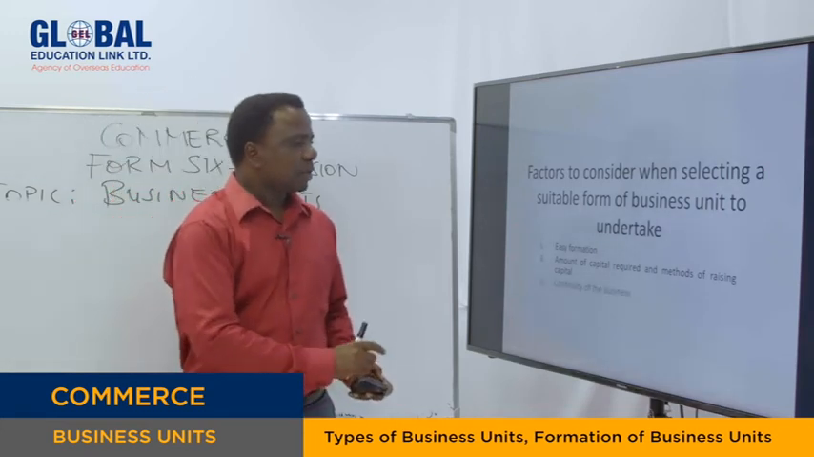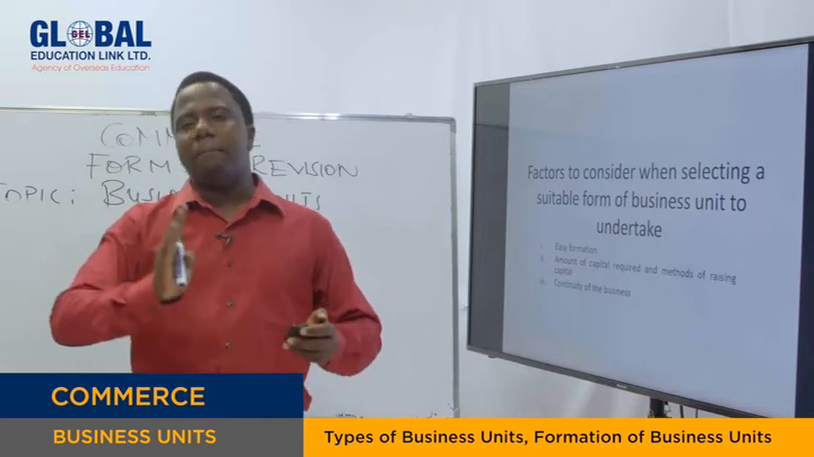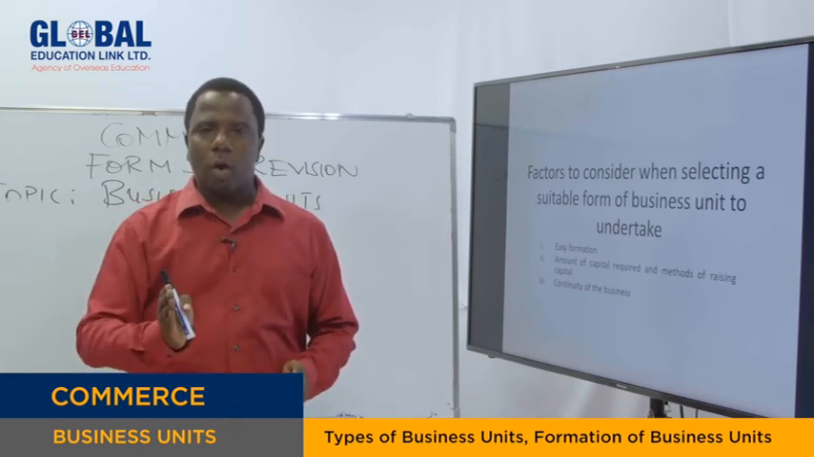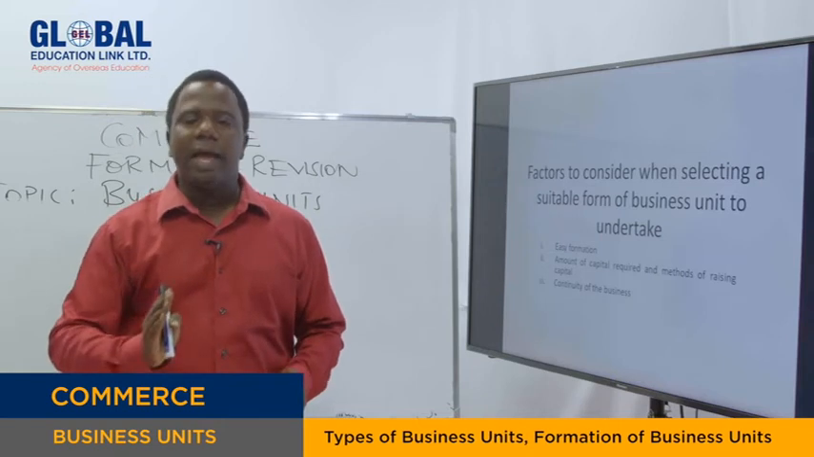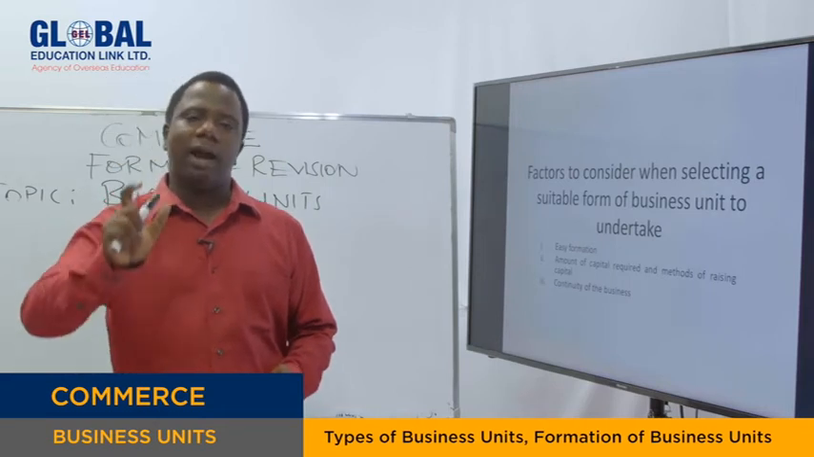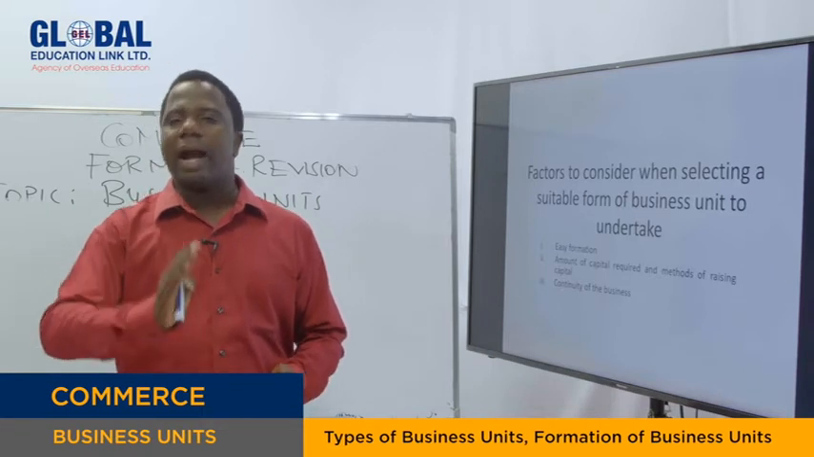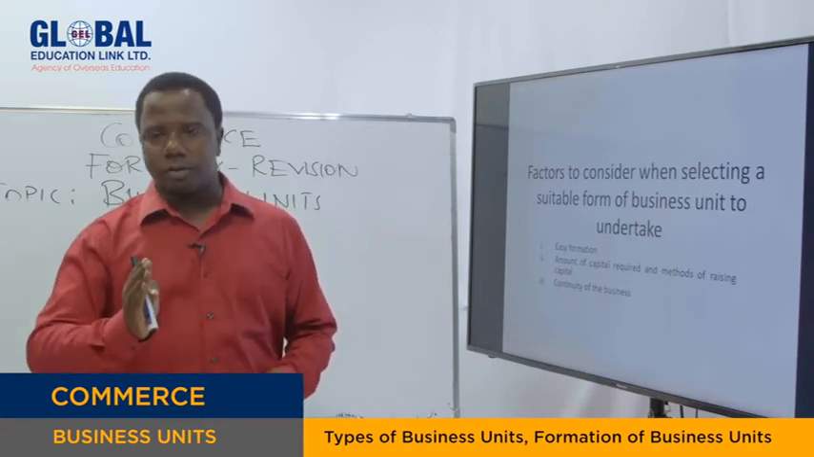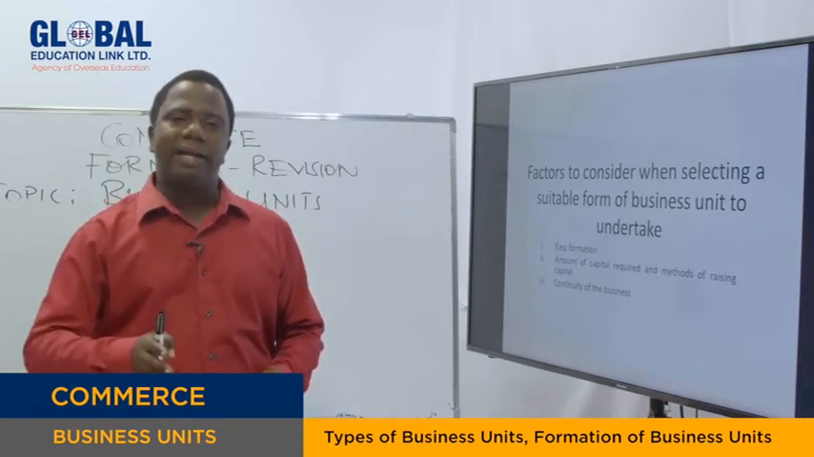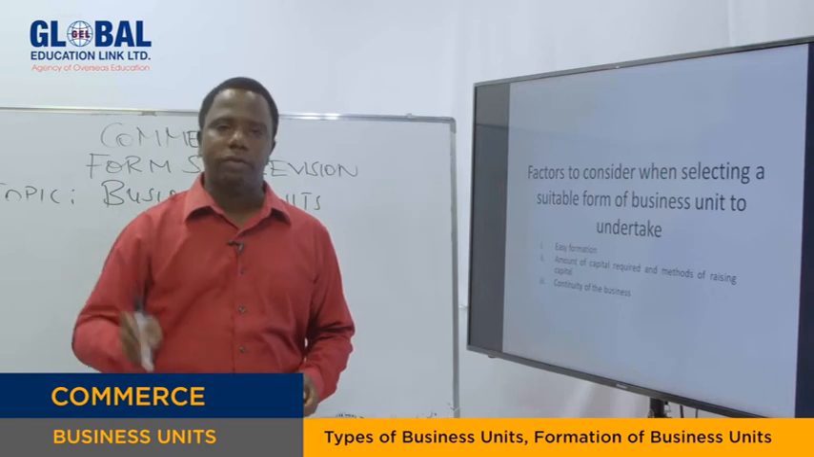Another factor is continuity of the business. You must consider this factor because there are some business units whose life is so short, while other business units have a long life. For example, in a partnership, once a partner dies, the business also dies. While in a company, there is no limit, and the owner may die while the company continues its operations or activities.